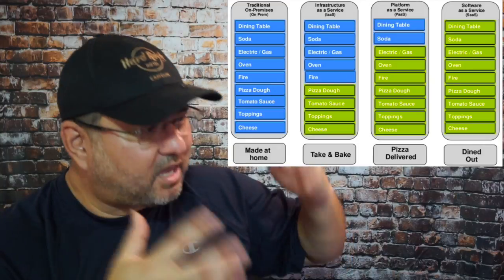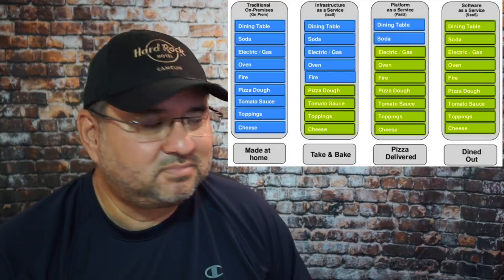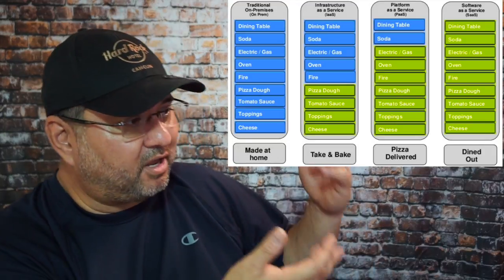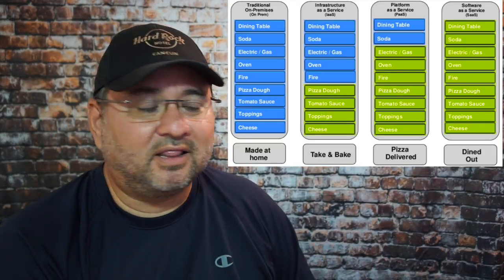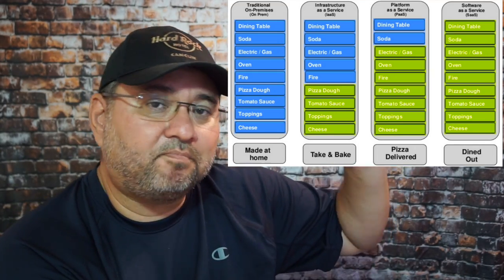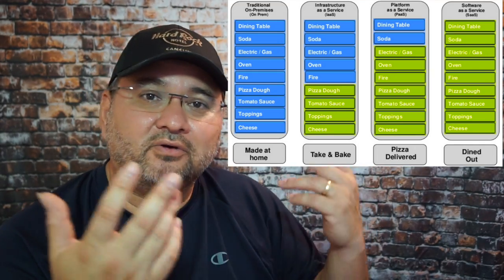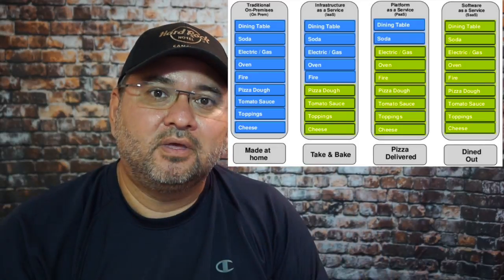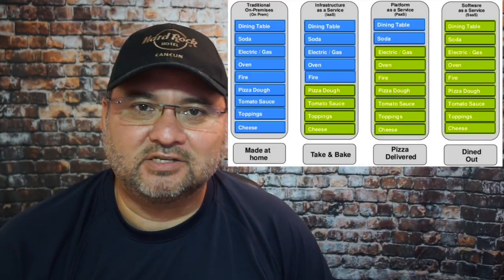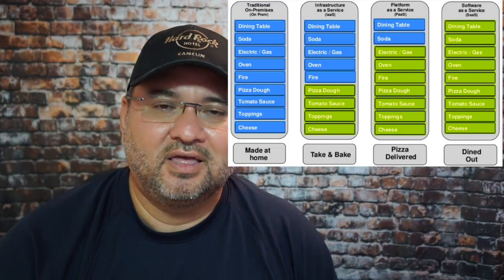So remember, on premise, everything's at home. You bake it and you make it and you eat it at home. The next part is that someone pre-assembles it. It's frozen pizza. You bring it home, you bake it, and you eat it. And then the next part is platform as a service, where it's delivered to you. Someone's already made the pizza for you. All you need to do is consume it at home. And then the last one is you leave the house to go consume the pizza elsewhere, where somebody provides you everything that you need. And all you have to do is pay for that service.